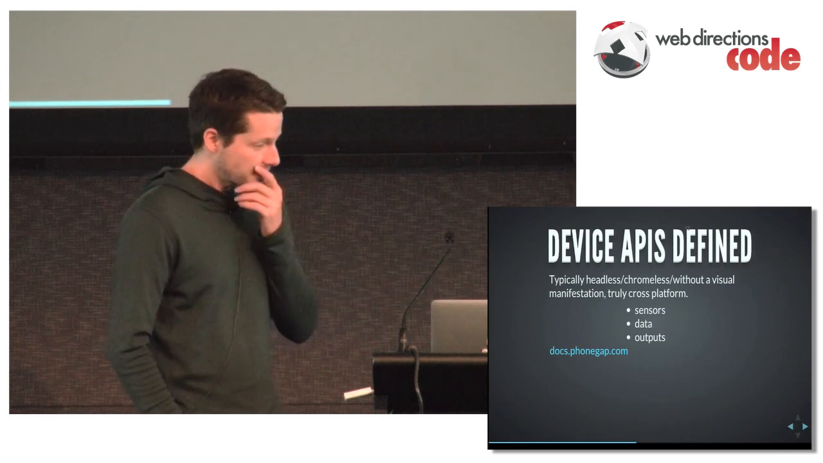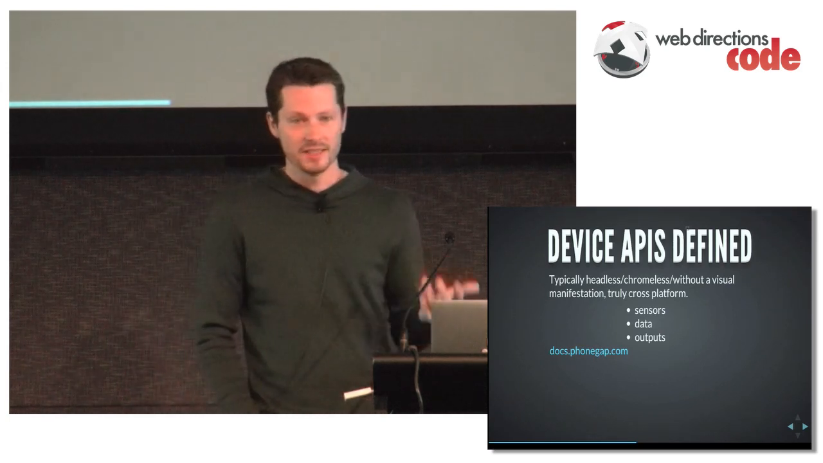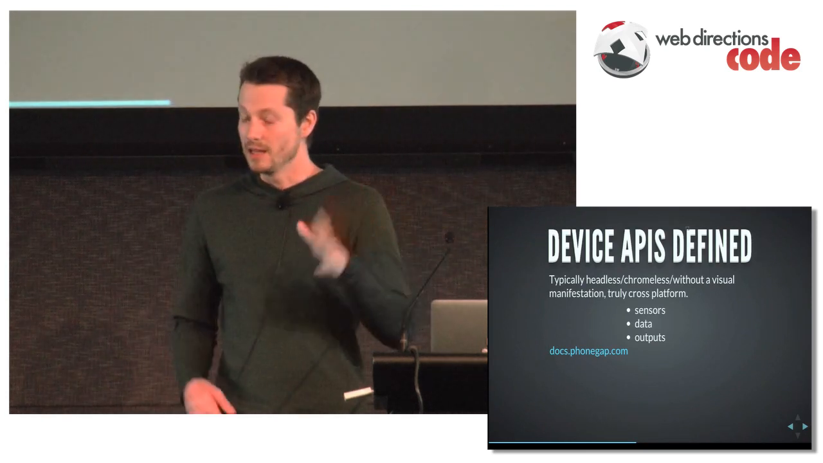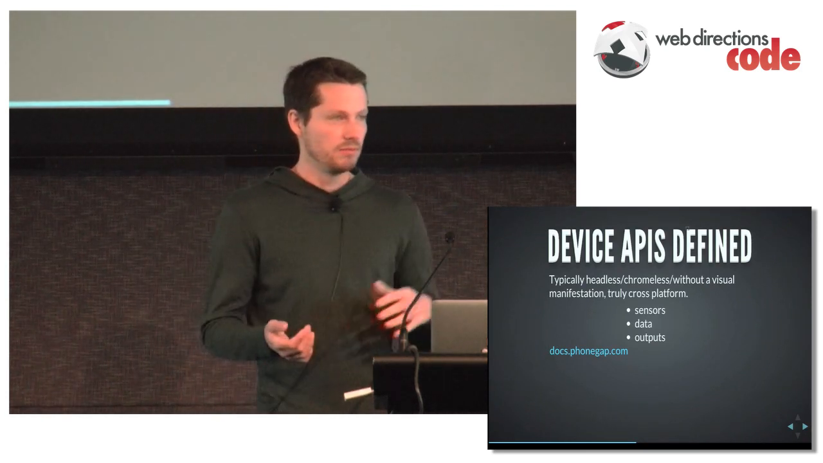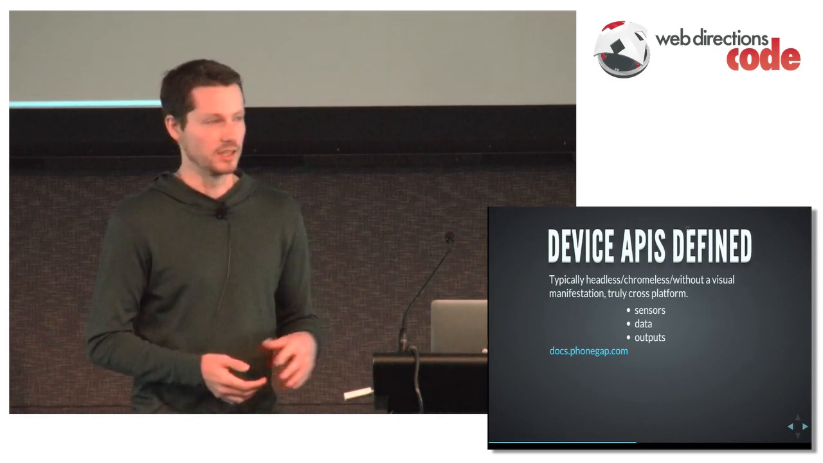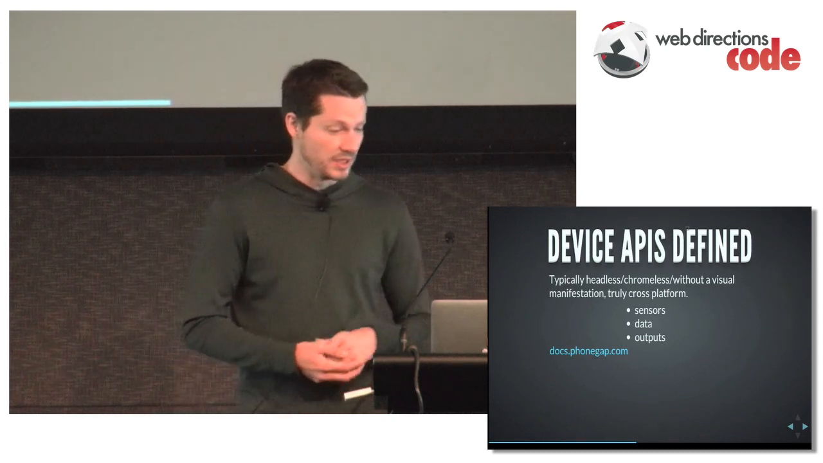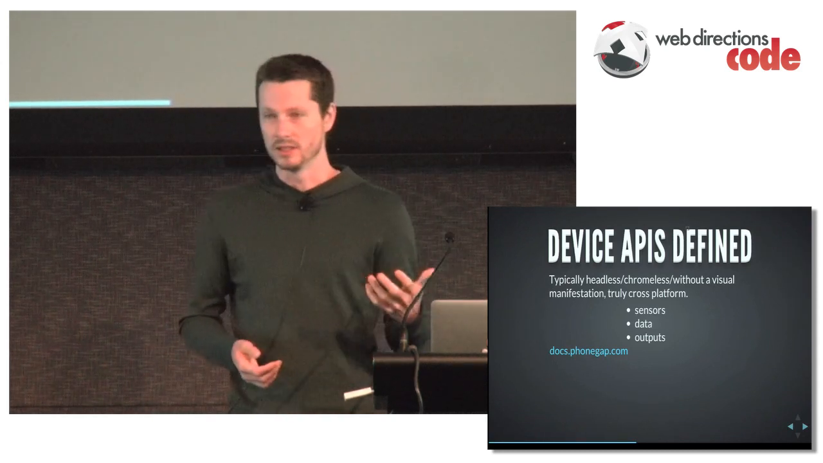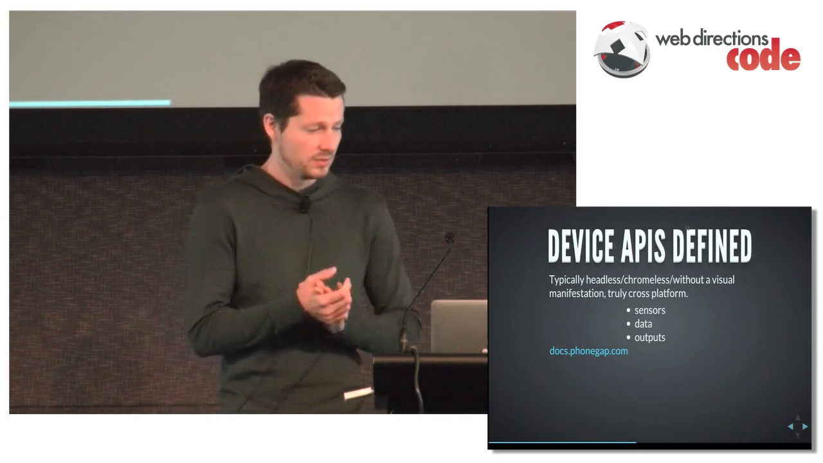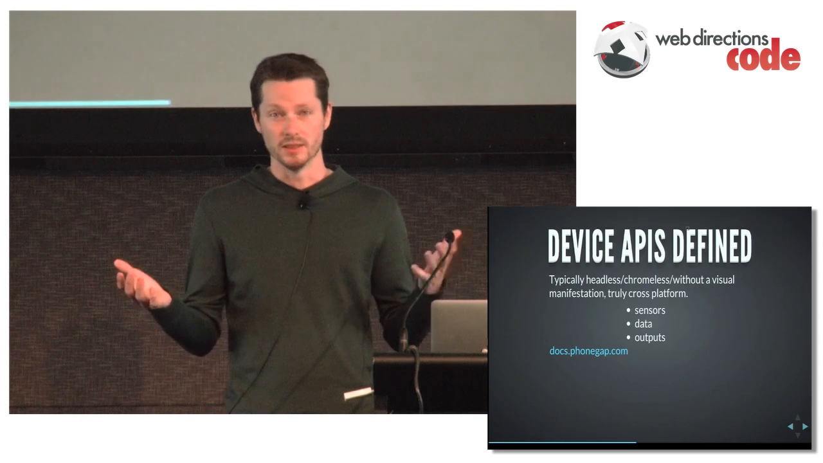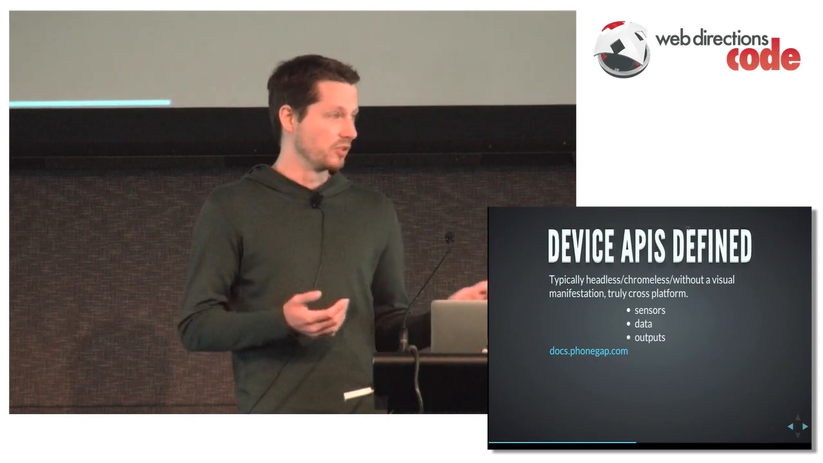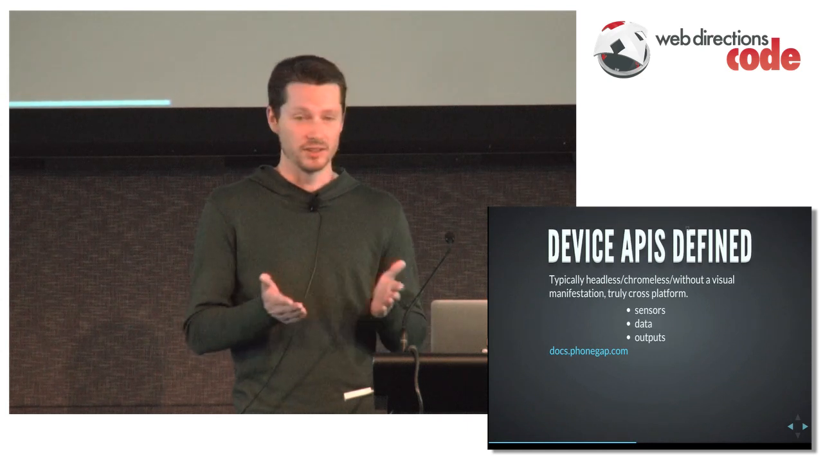So device APIs. What are device APIs? On the one hand, we have the HTML5 elements, and those are obviously very useful. Input type camera or what have you, so you can actually take a picture with a camera and an input. But device APIs, on the other hand, are obviously imperative APIs that you use through JavaScript. So typically, you don't have any UI to use these device APIs. We like to group them into essentially 3 groups, being sensors, data, and outputs.